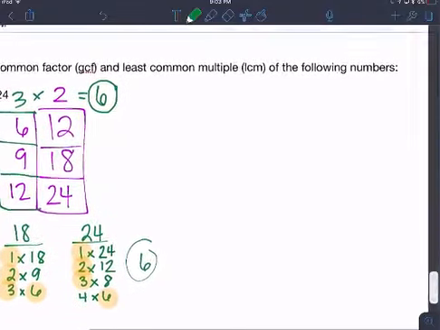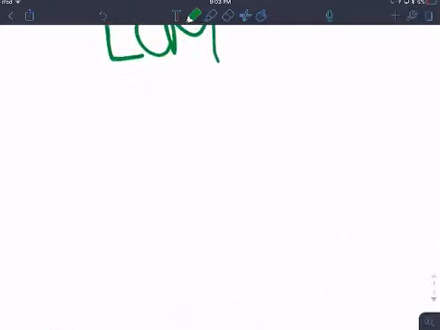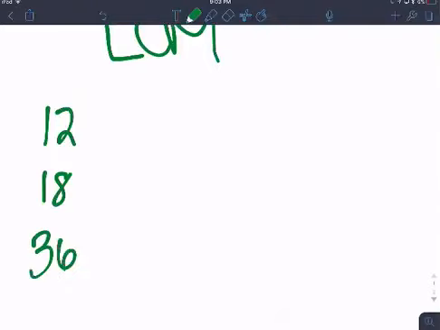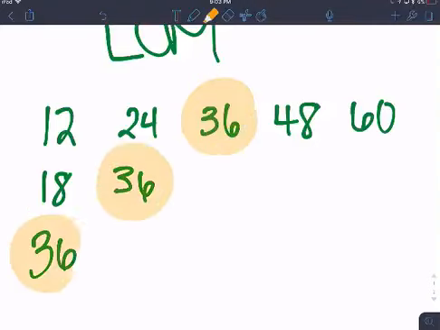Alright, and then least common multiple. Remember, we're listing out those multiples. We have 12, 18, and 36. I'm just going to start kind of listing those ones that I know. 12 times 2 is 24, 12 times 3 is 36, times 4 is 48, times 5 is 60. And I'm just going to stop there just to kind of see where my other numbers take me. 18 times 2 is 36, and oh, I have 36, 36, and 36 already. It's appearing in all three of my lists.